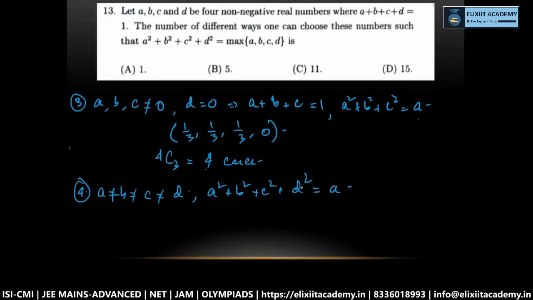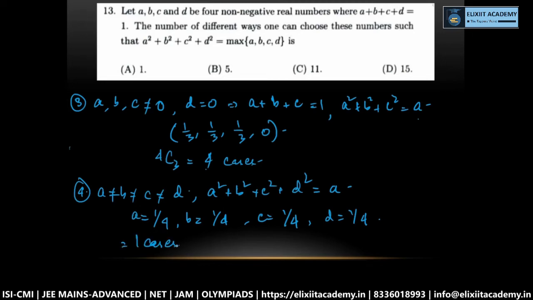Obviously, by this pattern, you have understood what the next case will be. Obviously, there will be only one case, which is 1/4, 1/4, 1/4, and 1/4. In this case, A can be 1/4, B can be 1/4, C can be 1/4, and D can be 1/4. And how many cases for this one? Only one case.